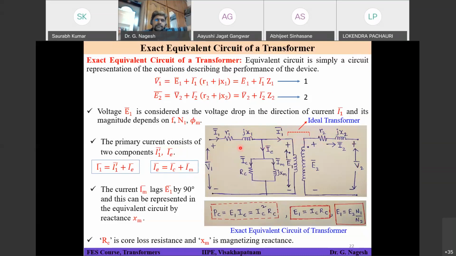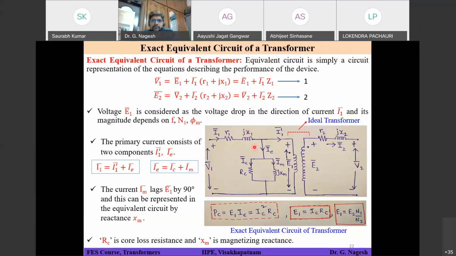When you transfer this resistance onto the secondary side, you will call it R1 dash. What will be the value of that R1 dash? R1 into N2 by N1 whole square. Similarly, X1 dash is equal to X1 into N2 divided by N1 whole square. What about voltage V1? V1 dash is equal to V1 into N2 by N1. So these three parameters are done.